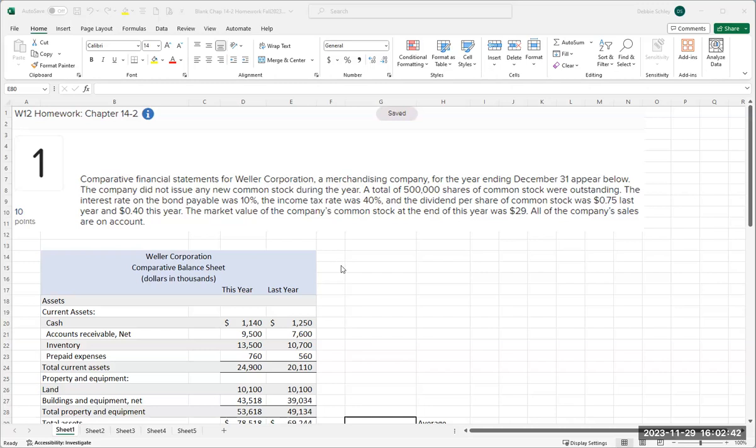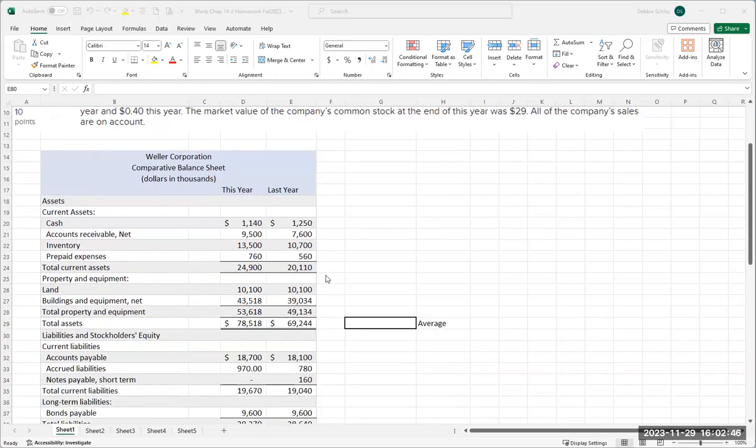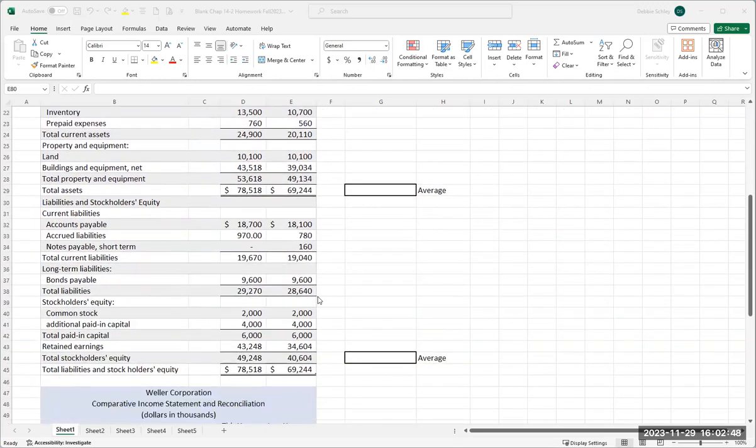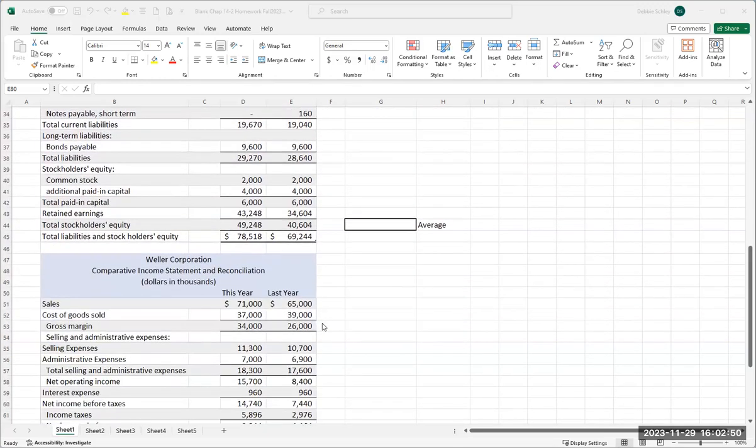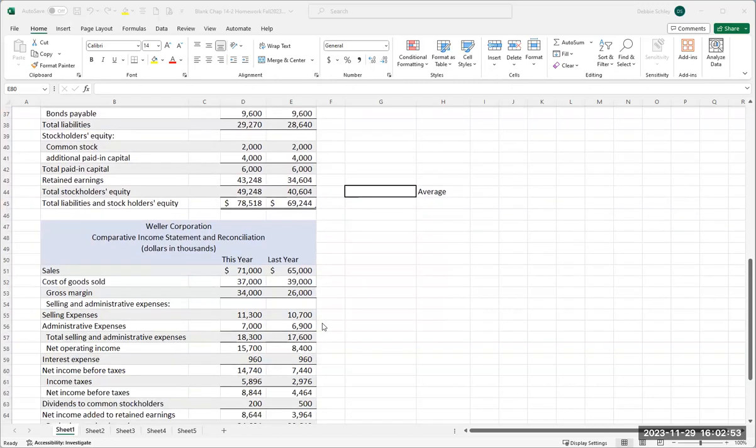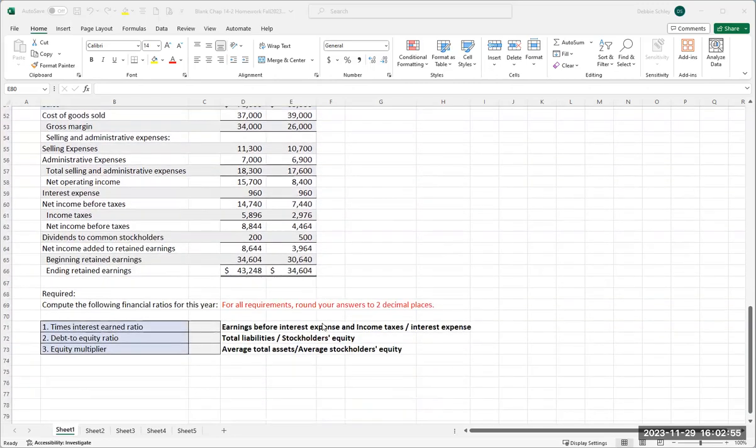So I have taken the information that they gave me in the book and copied it into my Excel so that I can reference those cells on my balance sheet and my income statement. Now, what are they asking us for? Required. Compute the following financial ratios for this year. For all requirements, round your answers to 2 decimal places.